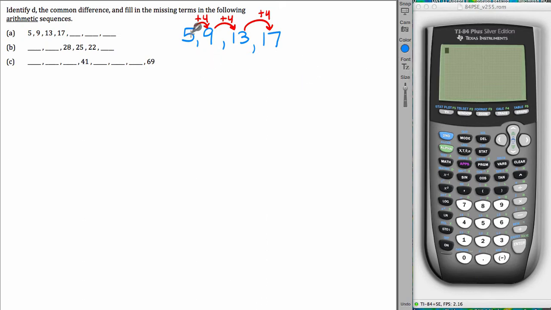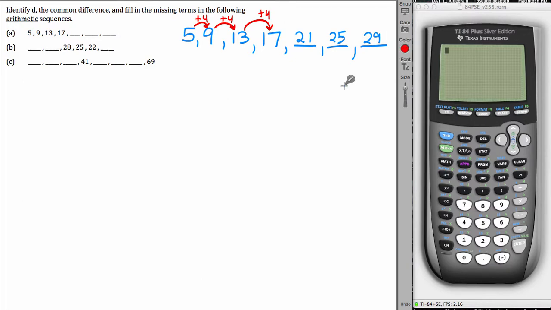An arithmetic sequence is a list of numbers where each of the terms has a specific amount added to produce the next term. Now let's finish by producing the last three terms. Quite easy. 17 plus 4, 21, 21 plus 4, 25, and 25 plus 4, 29.